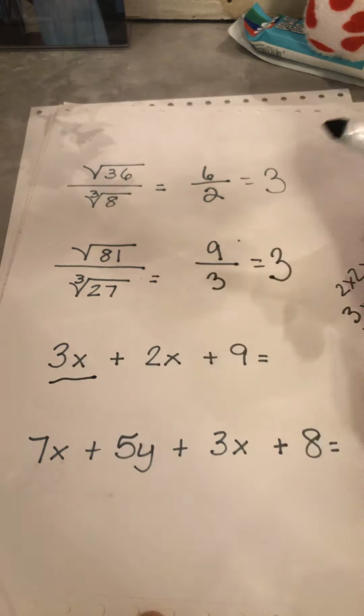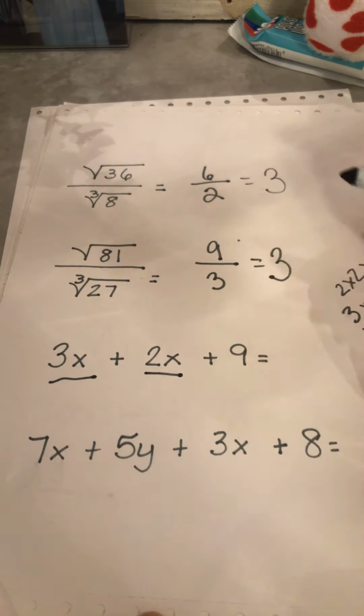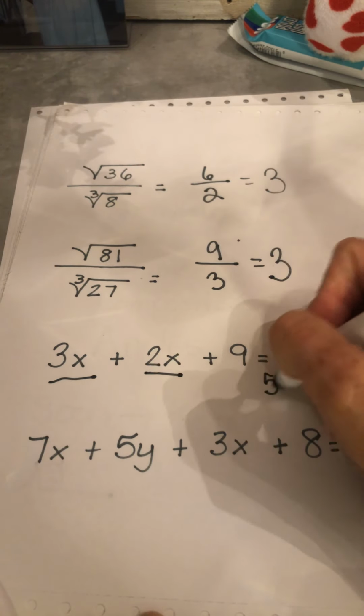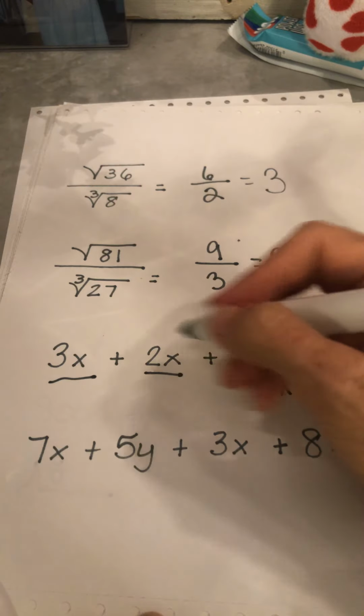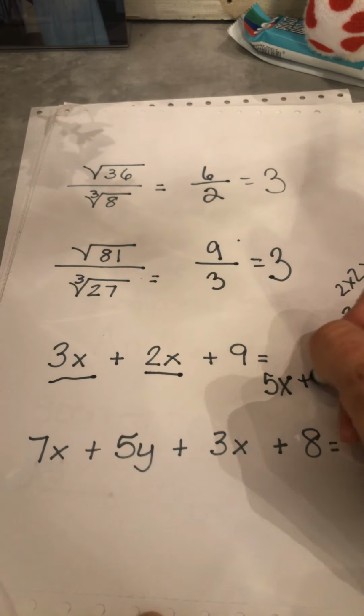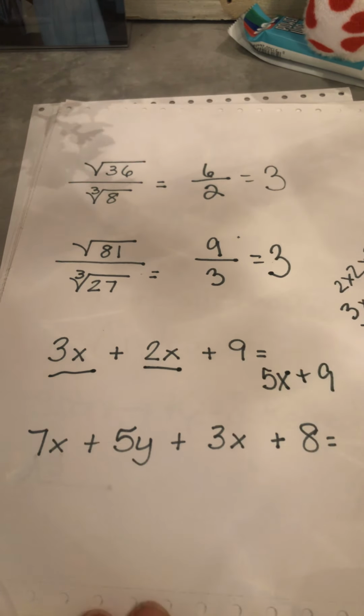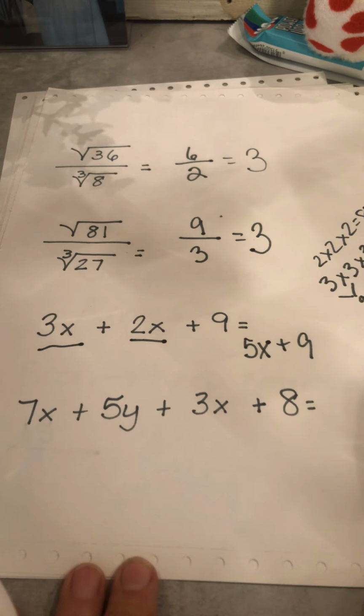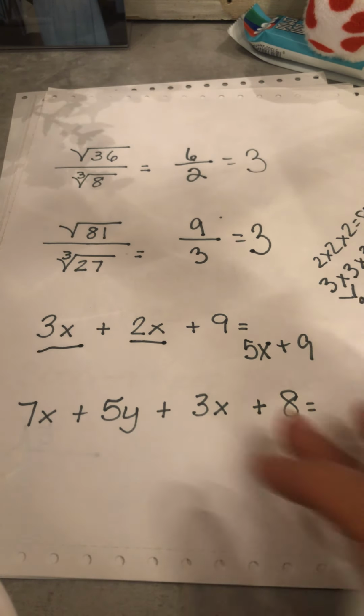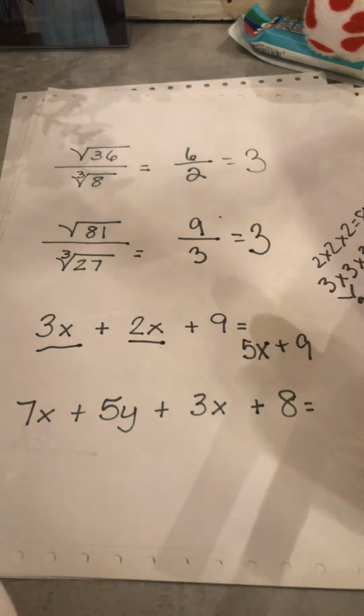Okay, here I'm going to put like things together. I have 3x's here. I have 2x's here. 3x plus 2x is 5x. This does not fit with this. They're not the same. So that's how I would simplify it. 5x plus 9. I put like things together. I put all my x's together.